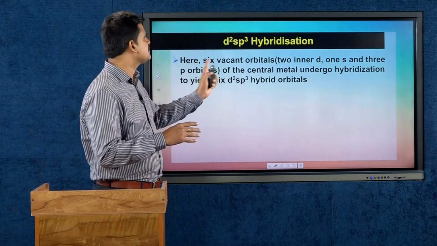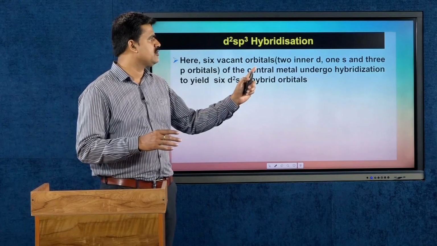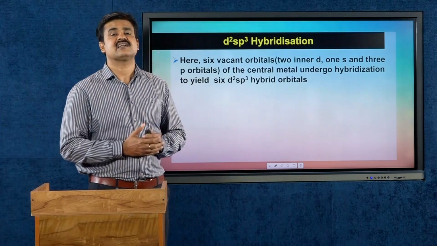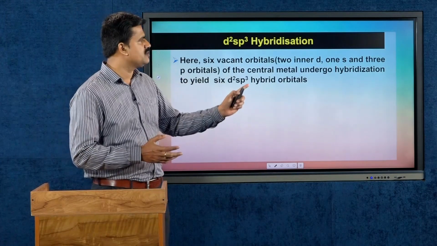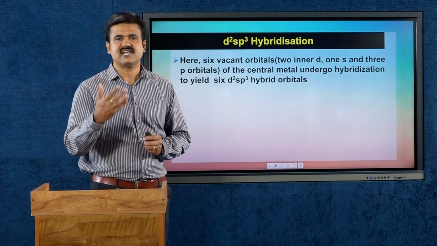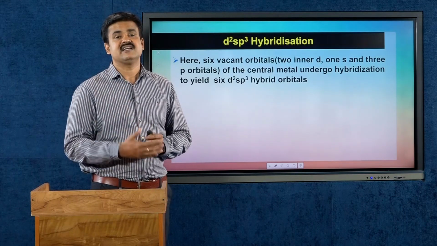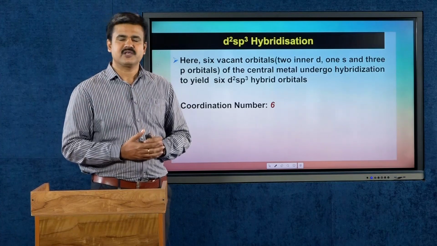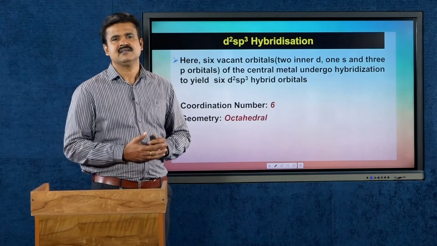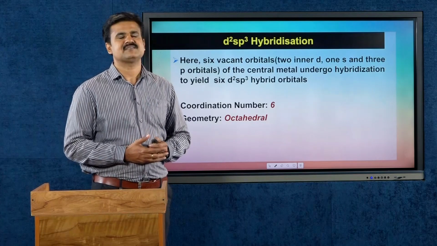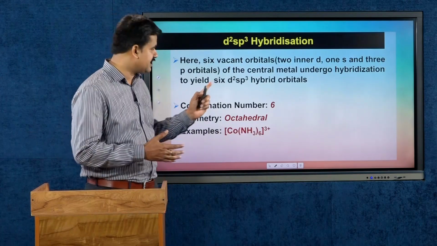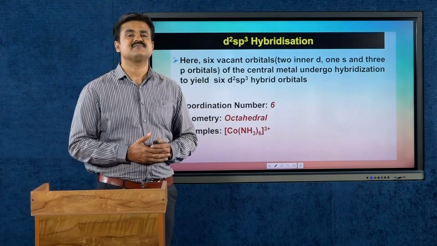Here 6 vacant orbitals: look at this, 2 inner d orbitals take part in hybridization, 1 s orbital and 3 p orbitals also take part in hybridization to yield 6 d2sp3 hybrid orbitals. So, the coordination number of the molecule is equal to 6 and the geometry will be the same as sp3d2 hybridization, that is nothing but octahedral. The typical example is here, [Co(NH3)6]3+.